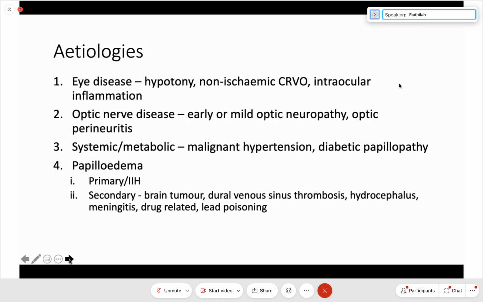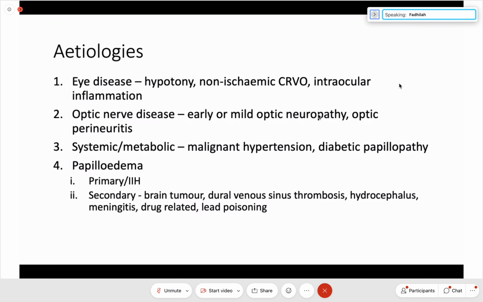The first one is eye disease. I'm sure all of you have seen this. Hypotony, for example, post-glaucoma surgery or post-trauma, where the intraocular pressure is very low, you can have this swelling. Non-ischemic CRVO, definitely you have that. Intraocular inflammation also can give rise to optic swelling.